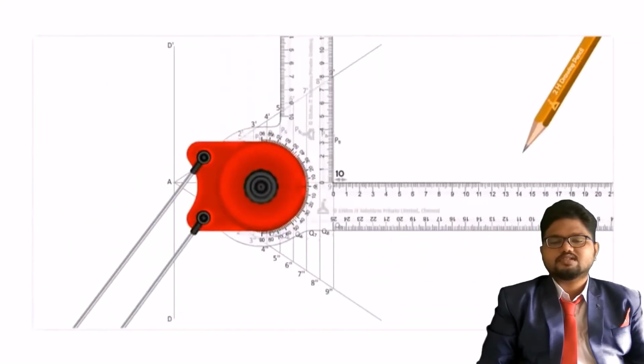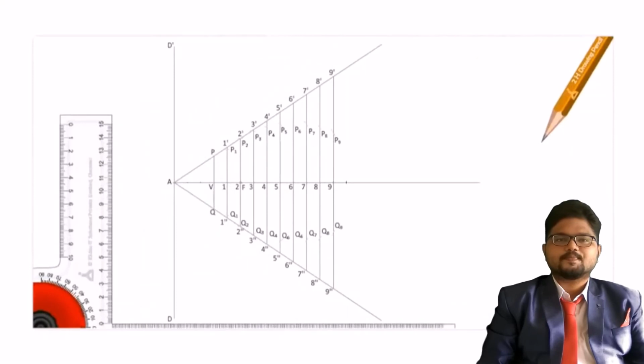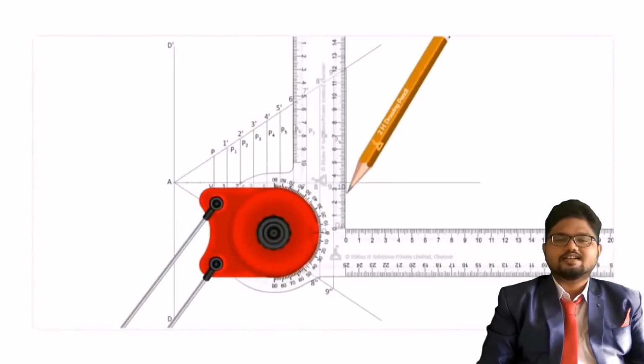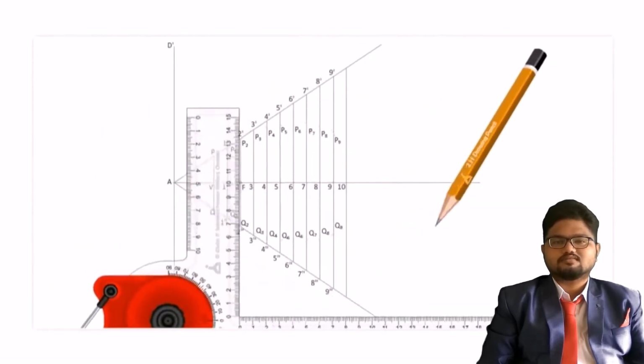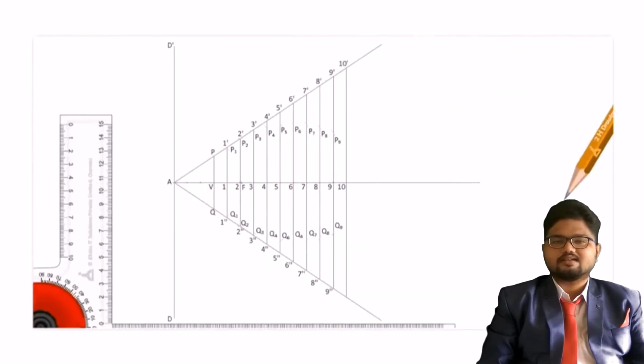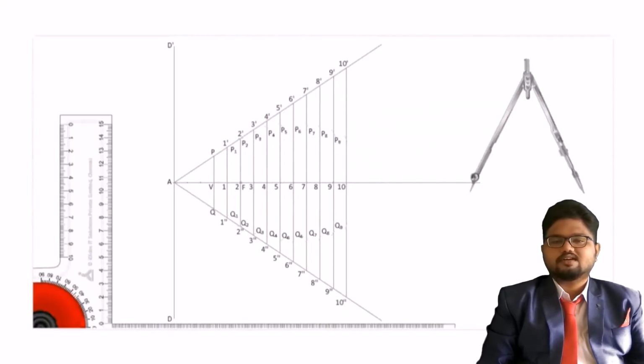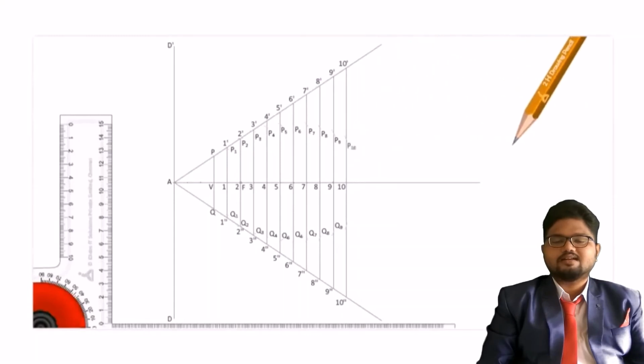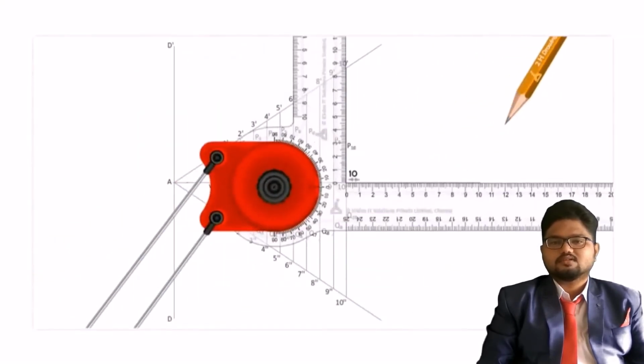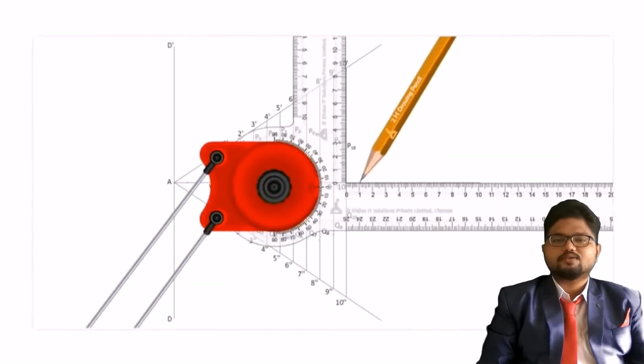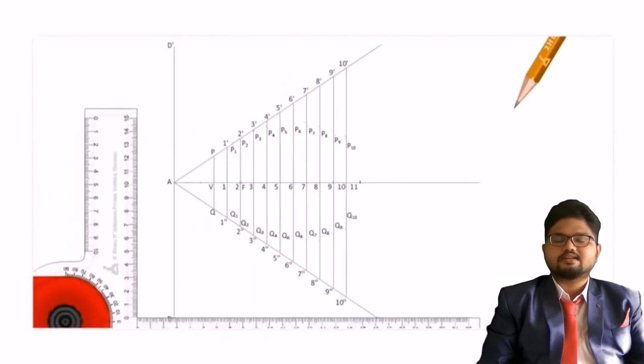Next, again you take one more 10 mm and go for the next line. Take one more 10 dash and 10 double dash line, and now with 10 dash radius, F as center, you take one arc above and one arc below, that will be P10 and Q10. In this way you get a number of curves. On each and every line you need to take points P and Q above and below.